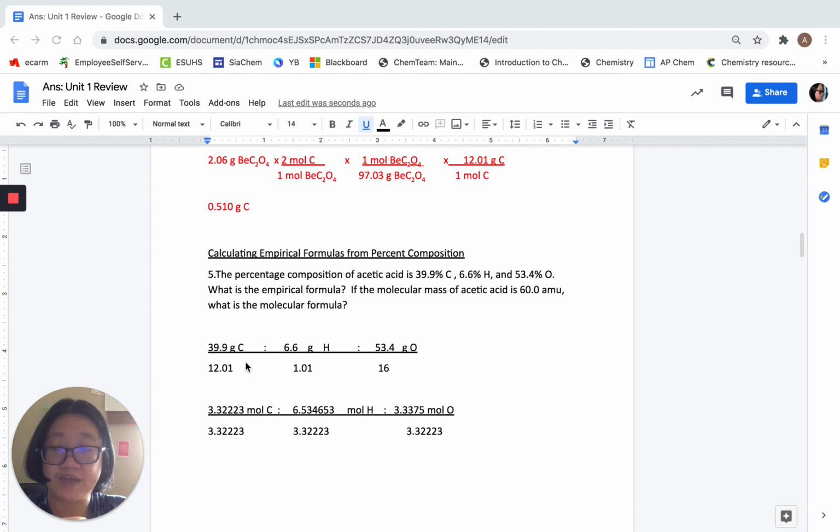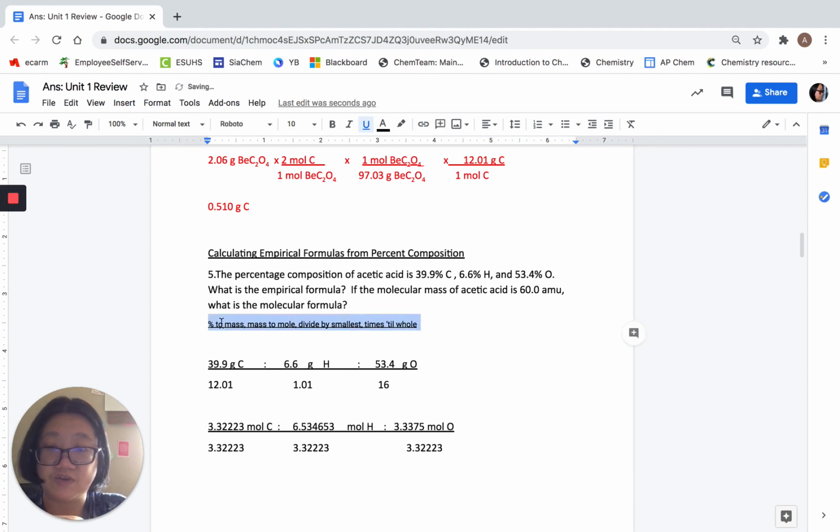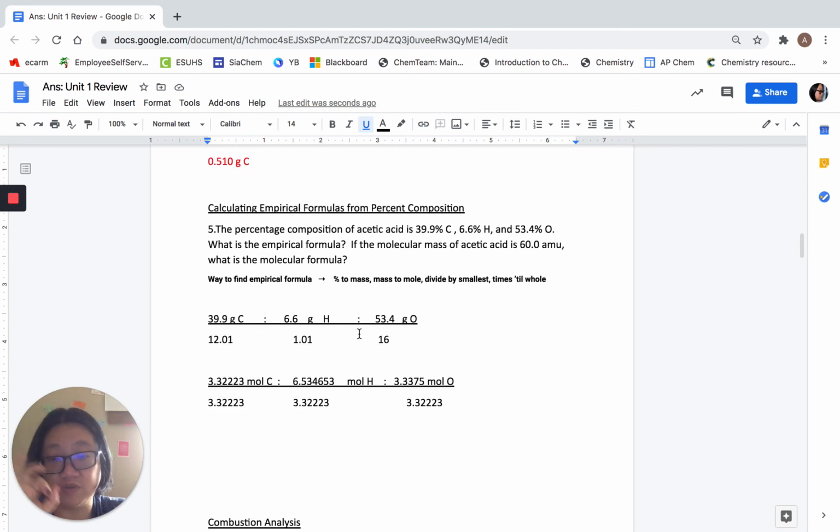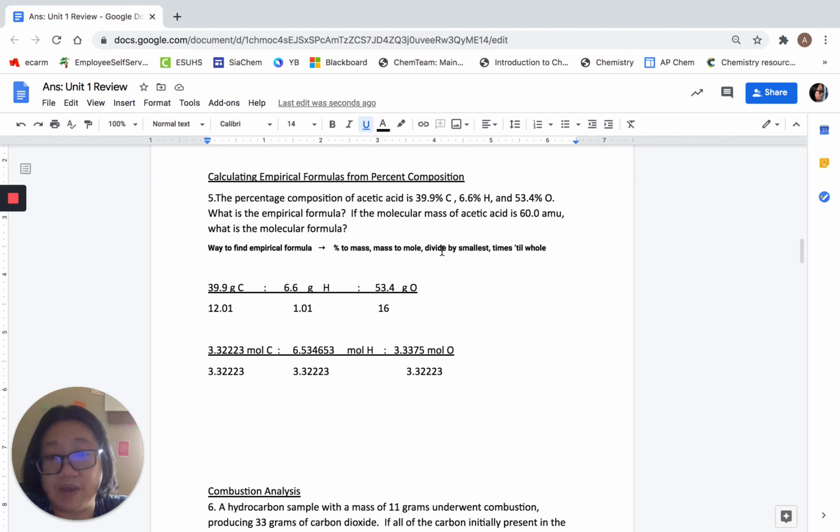I just want to add a little bit as to how to find it. So just in case you're wondering, this is how you're gonna find it. This is a way to find empirical formula, right? So okay, is this way. Molecular formula then is you find the mass ratios, and then you get the molecular formula. So you'll see in a bit. So this is where we're at right now. You divide it by the smallest, so that's what we're gonna be doing.